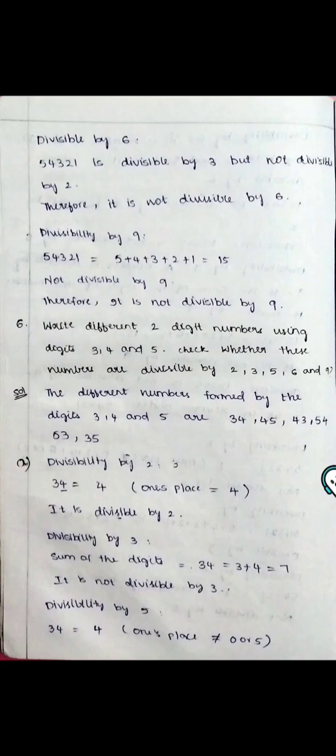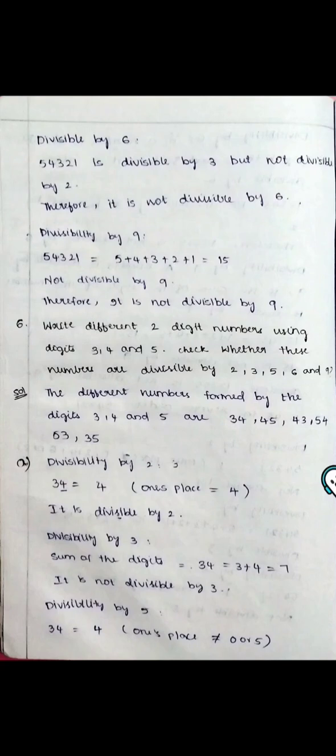Write different 2-digit numbers using digits 3, 4, 5, and check whether these numbers are divisible by 2, 3, 5, 6 and 9. So similarly, like the previous one, we have to write different numbers formed by the digits 3, 4, 5, and we can write the numbers as follows: 34, 45, 43, 54, 53, 35.